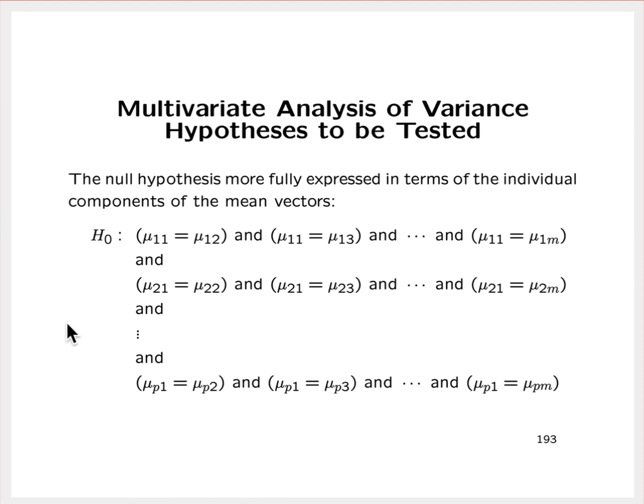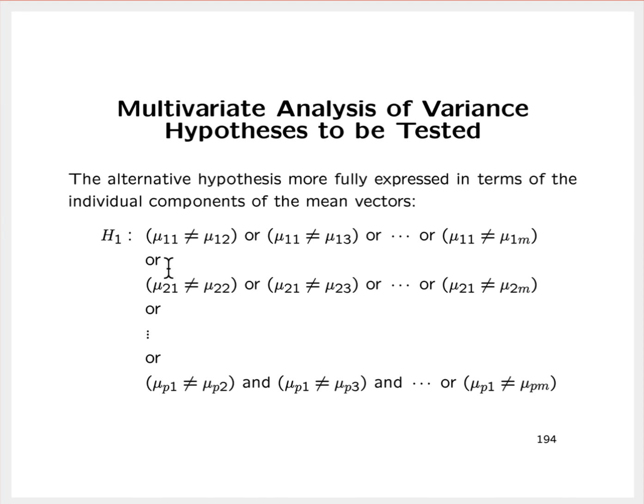The corresponding alternative hypothesis would be that mu sub 1,1 is not equal to mu sub 1,2, or mu sub 1,1 is not equal to mu sub 1,3, or, and so forth, out to mu sub 1,1 not equal to mu sub 1m, or mu sub 2,1 is not equal to mu sub 2,2, or mu sub 2,1 is not equal to mu sub 2,3, or, and so forth, or mu sub 2,1 is not equal to mu sub 2m, or, and so forth all the way down to, or mu sub p1 is not equal to mu sub p2, and this should be or. I've got a typo there, so let me fix that.